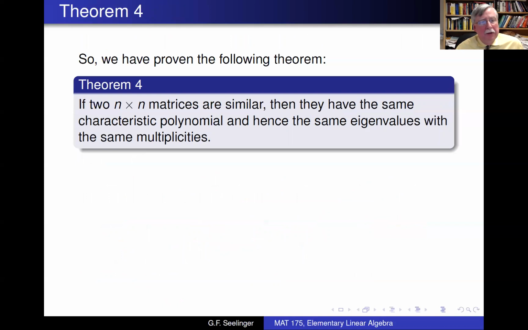So we've proven the following theorem, theorem 4. If two n by n matrices are similar, then they have the same characteristic polynomial and hence the same eigenvalues with the same multiplicities. I will say the converse of this theorem is not true: I can have two n by n matrices with the same eigenvalues, with the exact same characteristic polynomial, that are not similar. So this goes one way, but not the other.